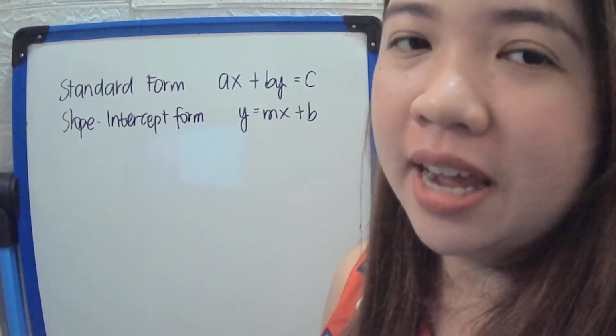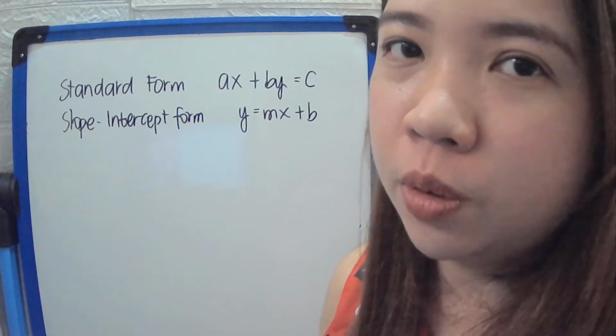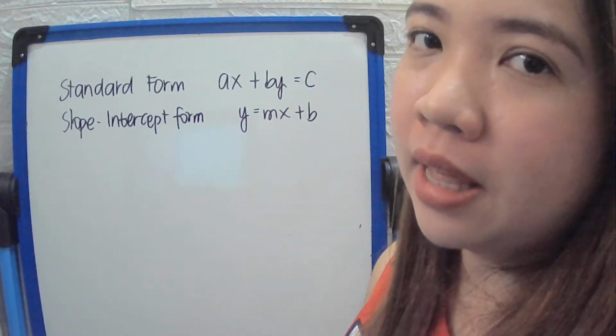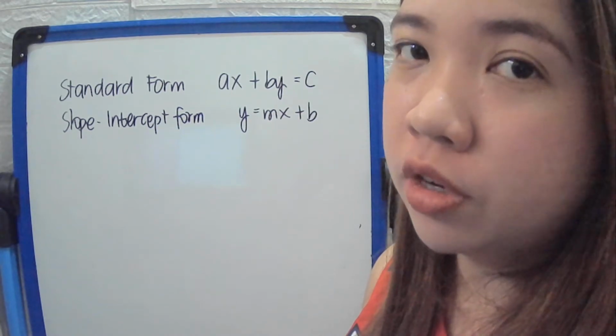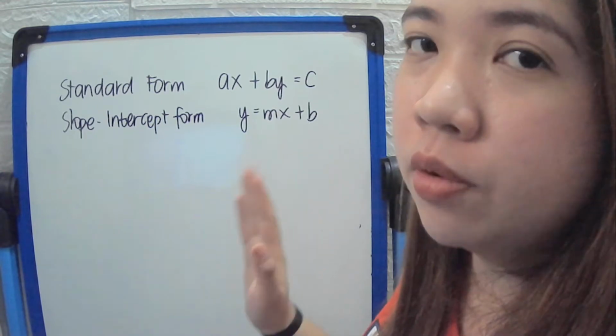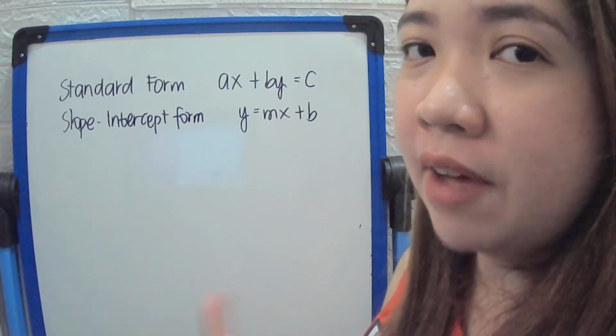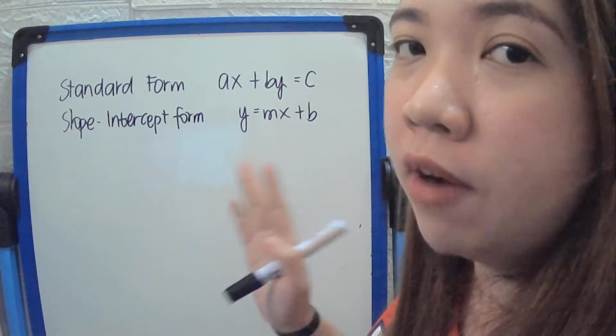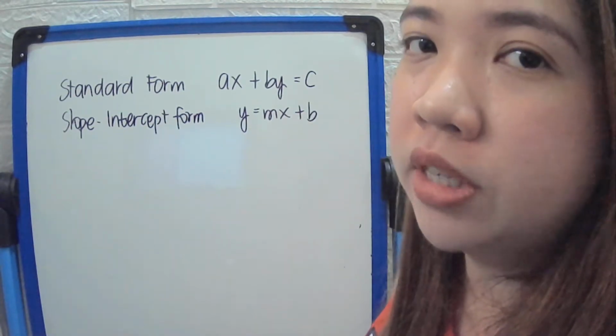So for today, ang i-discuss natin ay finding the slope in equations of the line. Okay, so balikan lang po natin na ang standard form ng linear equations in two variables ay ax plus by equals c, na kung saan yung x and y ay nasa left side ng equal sign, tapos yung constant or yung walang variable nasa right side ng equal sign.